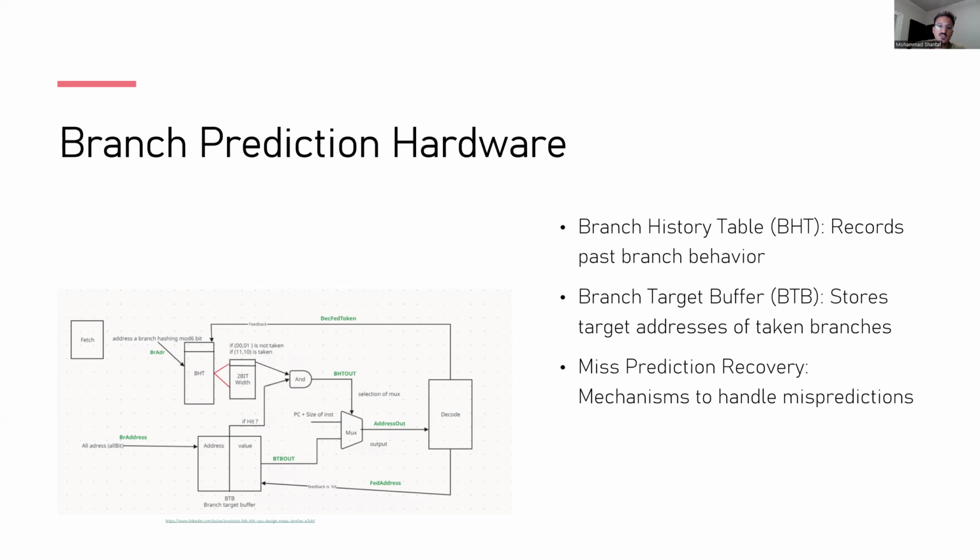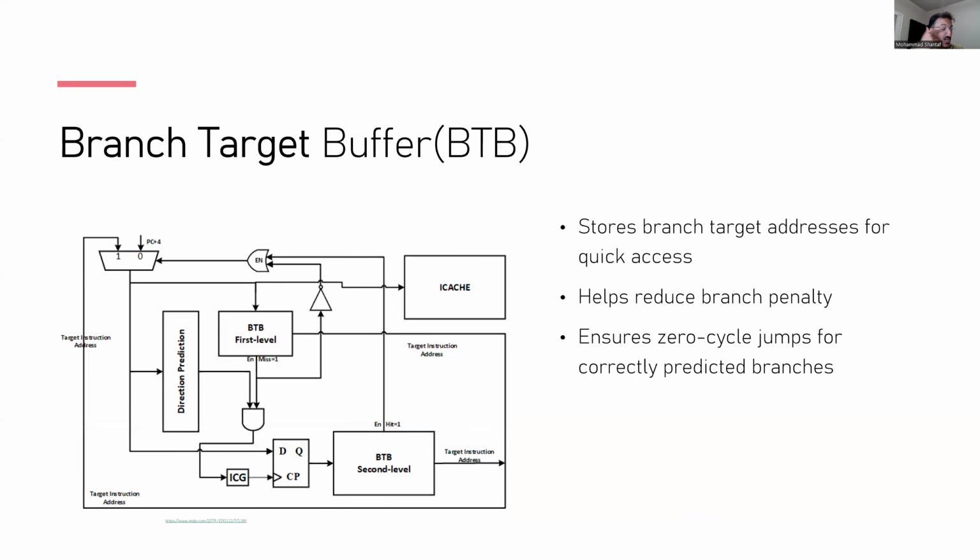Nevertheless, let's go to the next slide where we'll talk a bit in depth about the BTB. As I said, the BTB stores branch target addresses for quick access, and it also helps reduce branch penalty. As well as that, it ensures that there are zero cycle jumps for correctly predicted branches.